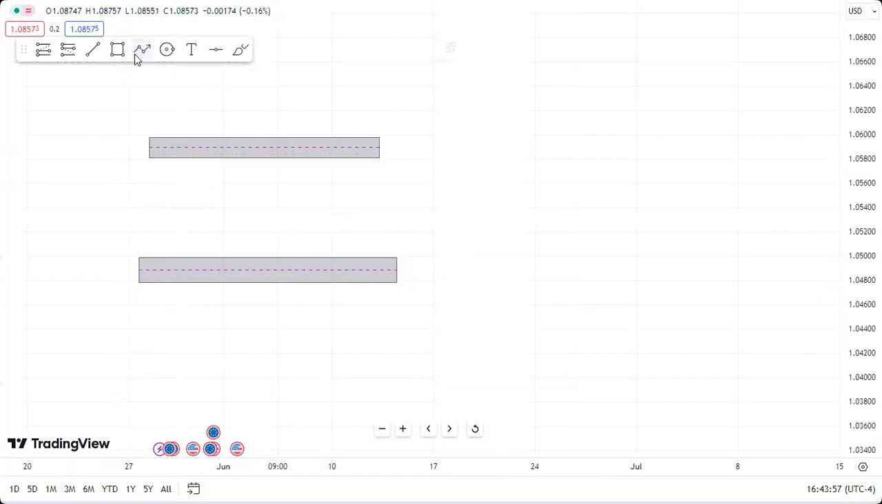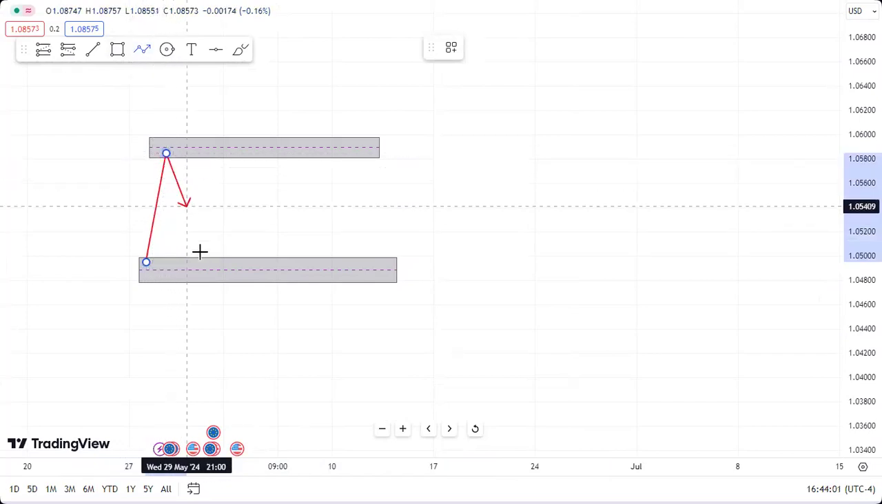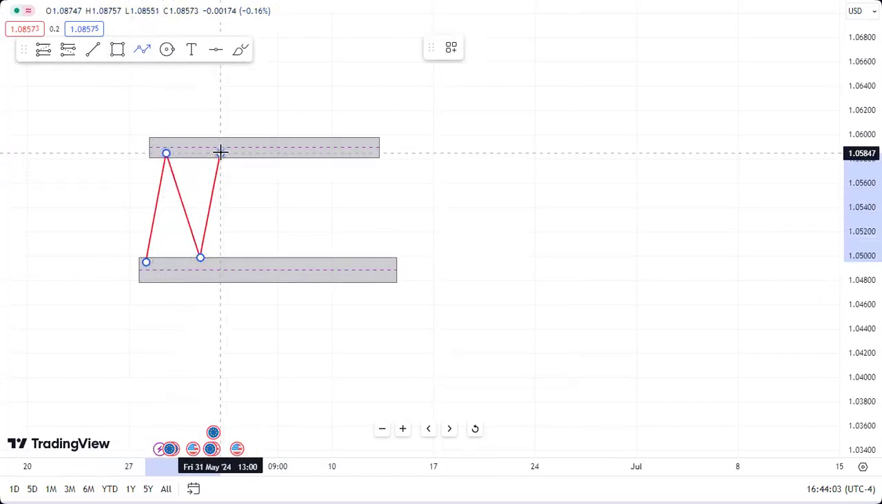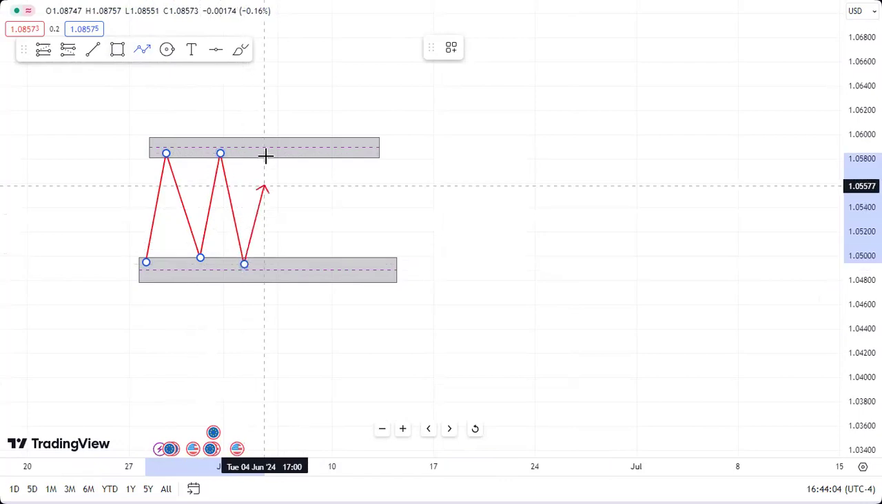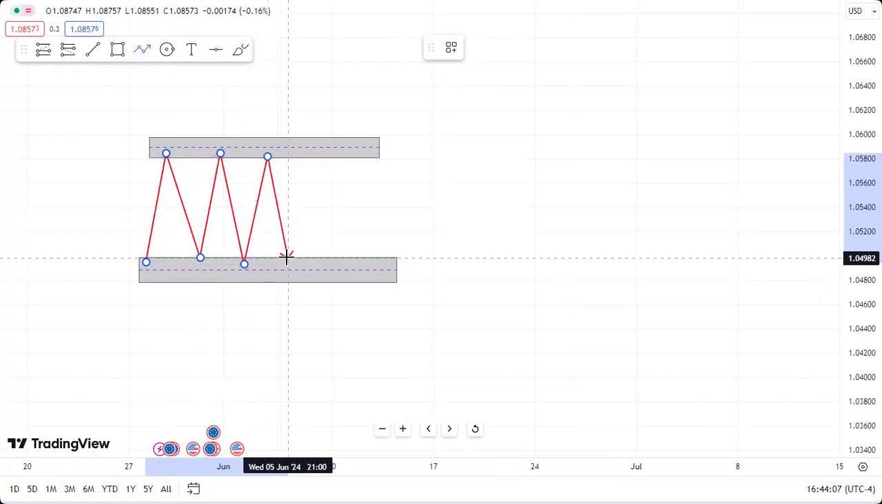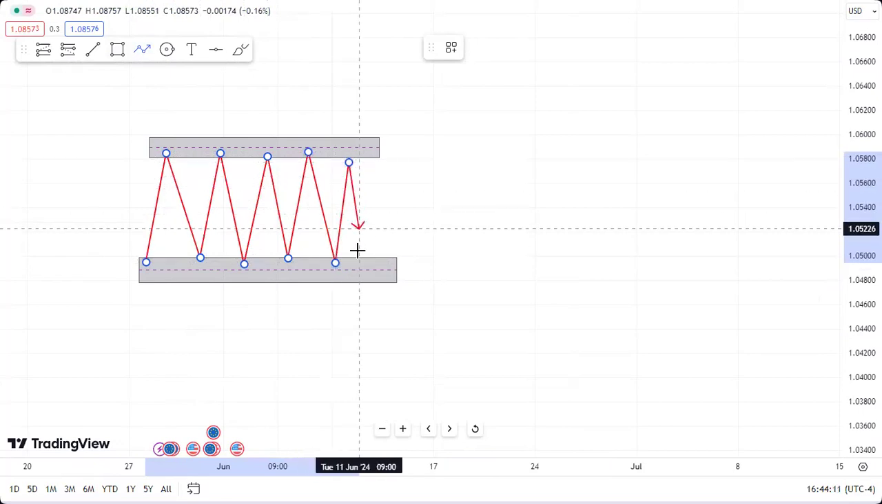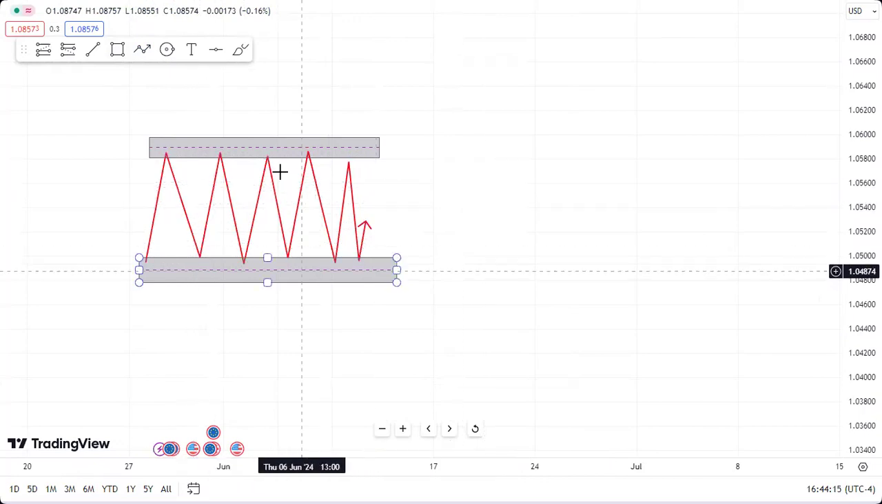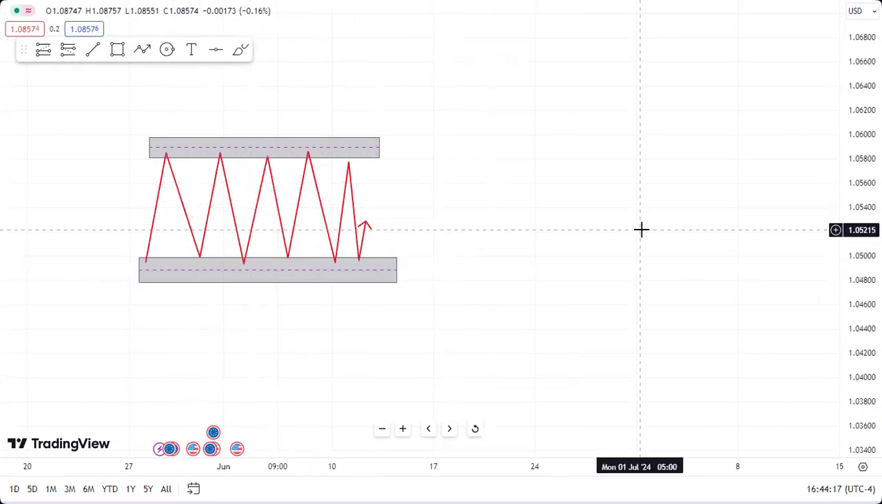So it moves in this form. It leaves a support to a resistance, back to a support and back to a resistance, and just that way. This is a consolidation trend. You see, it is not moving upward and it is not moving downwards. It consolidates only between these two zones.